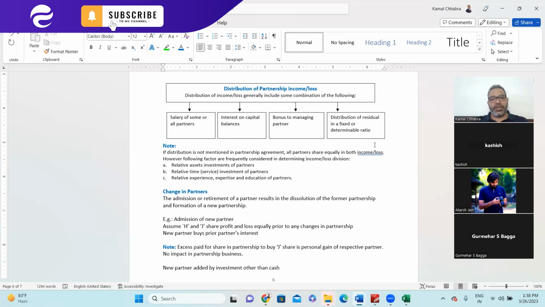So if distribution is not mentioned in the partnership agreement, then all partners share equally in the income or loss ratio. Equal in both income and losses. Sorry, my bad. If it is not clearly mentioned in the partnership deed, then it is considered equal share in profit and loss. However, the following factors are frequently considered in determining the income and losses.